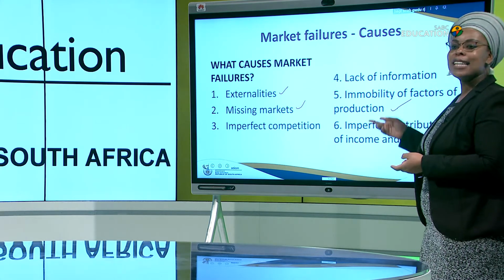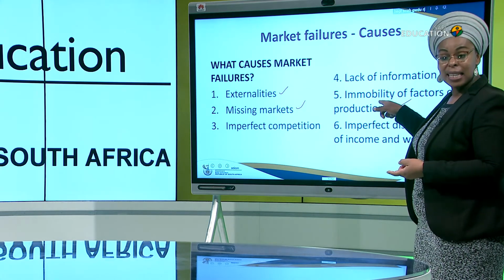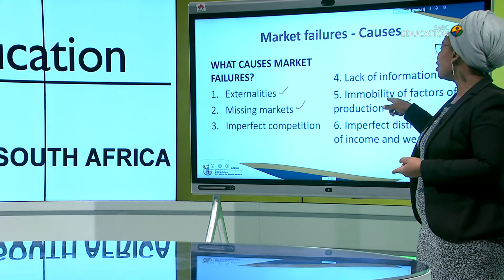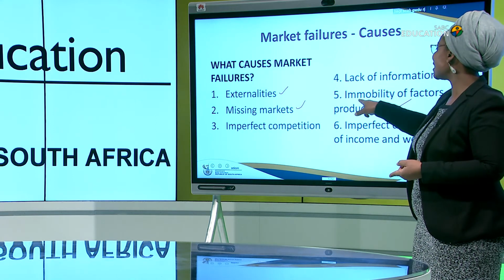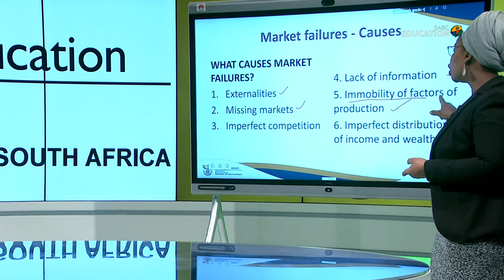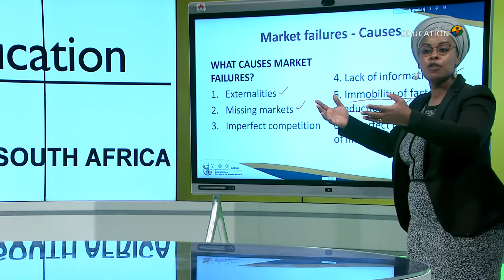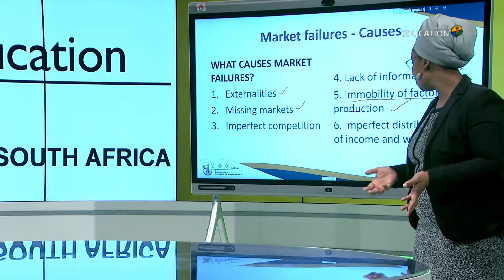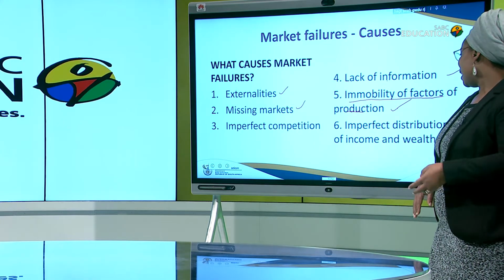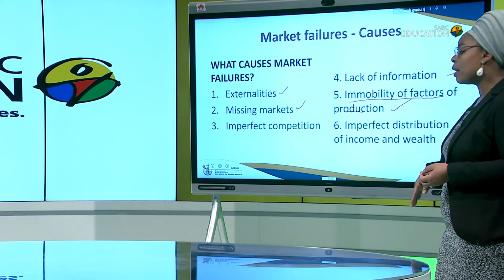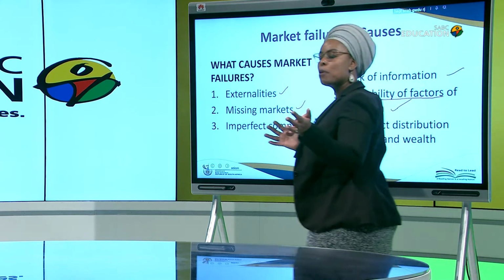Again, you'll find that workers, labor, is a factor of production. They don't have information. So as a result, it becomes slow or difficult for labor to move elsewhere. Labor becomes immobile.